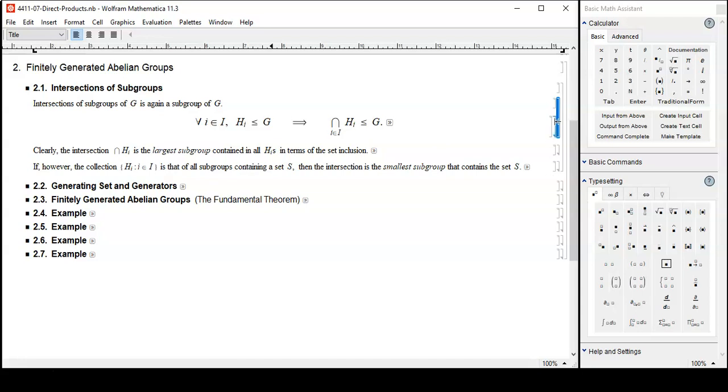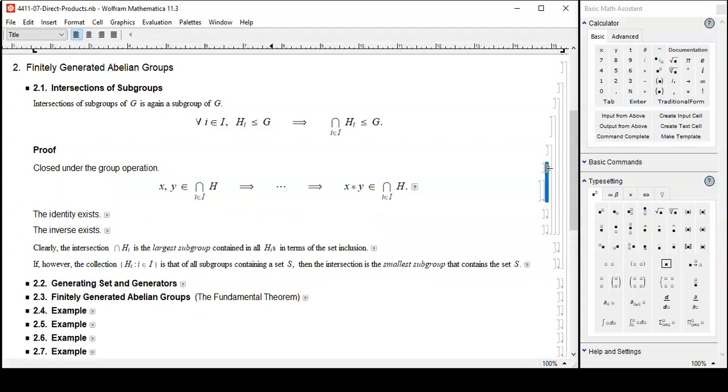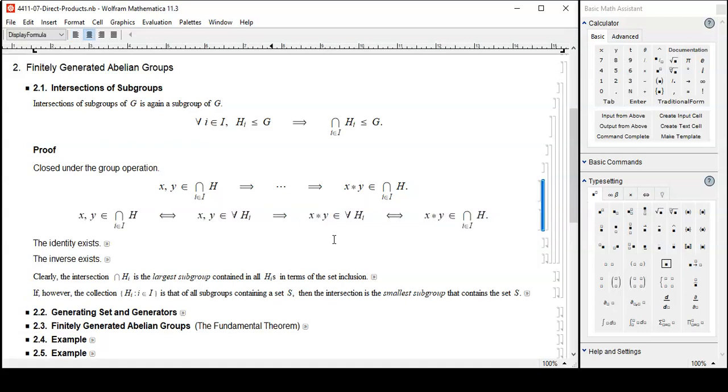Any success? Well, let's see. The first step, closed under the group operation. This is what we want to establish. Choose a pair of elements from the intersection, and the product also belongs there. What do you mean by a member of the intersection? That means these are members of all H_i's, and each H_i is a subgroup, so the product belongs to each H_i, every H_i. Therefore, the product belongs to the intersection.